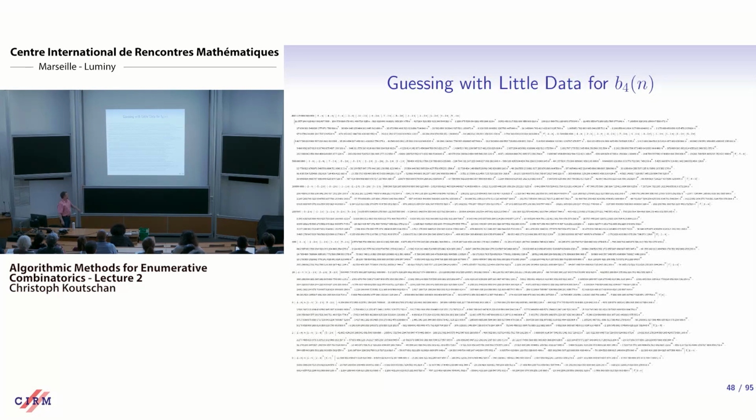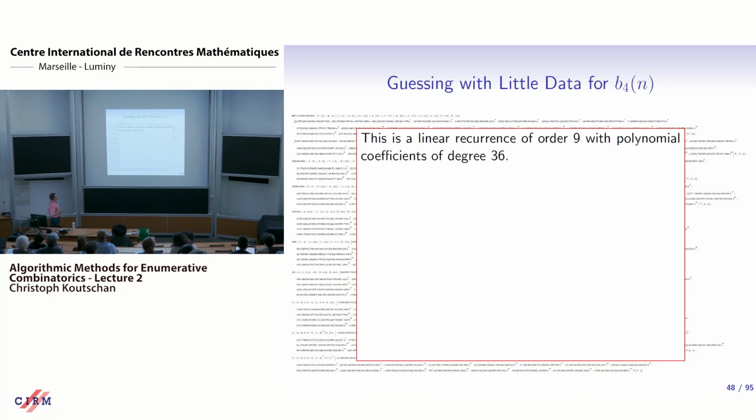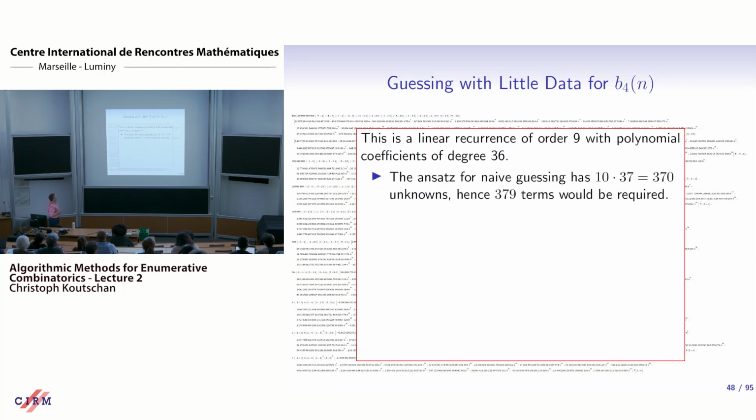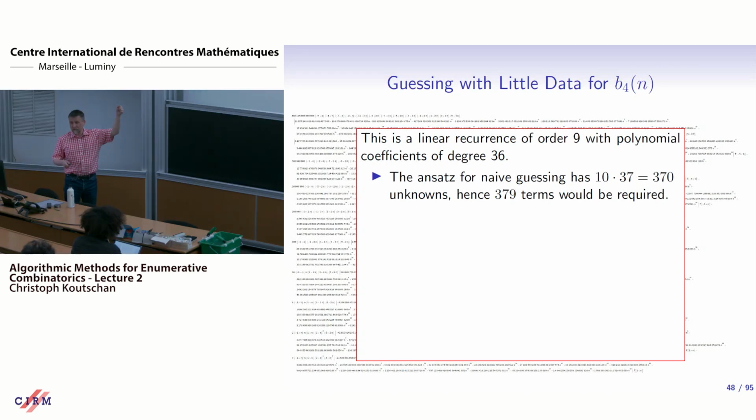And, I mean, it's kind of the same picture. Already here, the coefficients are factored. You can guess. And so, what I want to tell you here is how much we can gain. If you want to guess such a recurrence with a naive algorithm, you have order plus 1 times degree plus 1, which is 370 unknowns in your ansatz. So you need, because you have to build the matrix, 379 terms of the sequence.